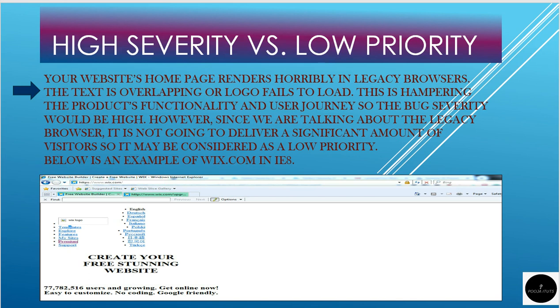So what are high severity versus low priority bugs? Suppose your website homepage renders horribly in legacy browsers. The text is overlapping or the logo fails to load. This is hampering the product functionality and user journey, so the bug severity would be high. However, since we are talking about a legacy browser, it is not going to deliver a significant amount of visitors, so it may be considered a low priority. This example is shown below from a Wix.com website, in the IE8 browser.